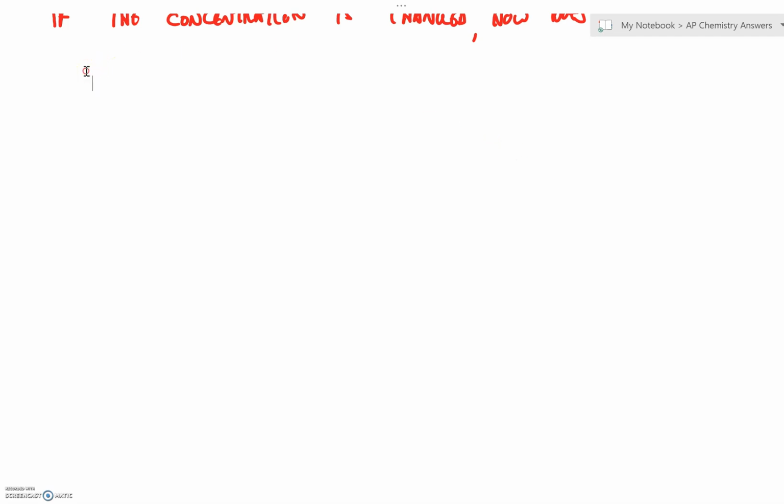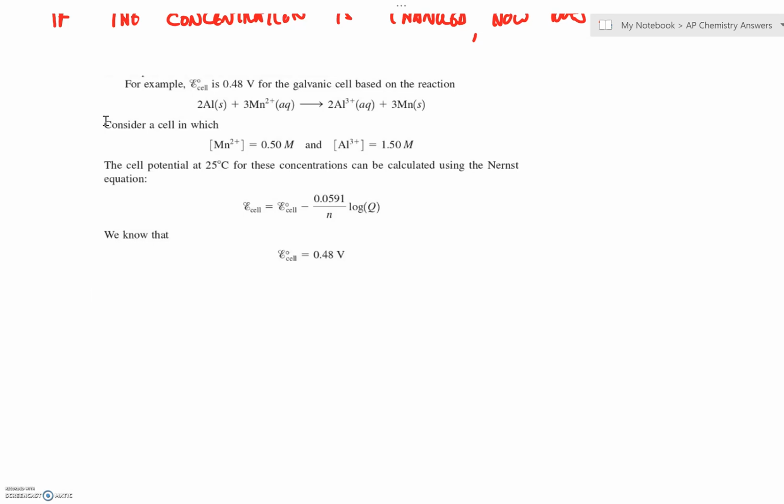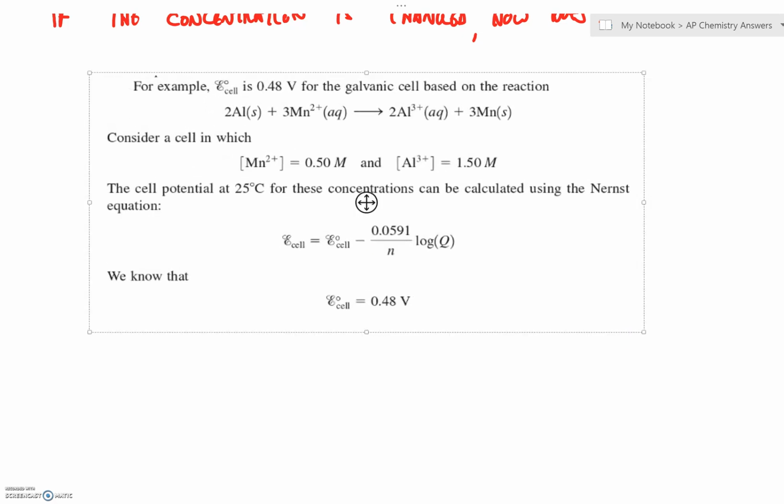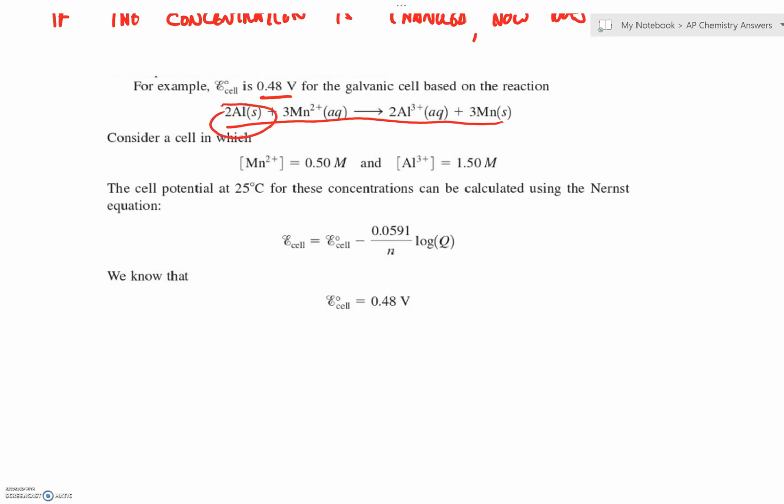Let's try one. So here we have a simple reaction. Okay, let me make that a little bit bigger. Okay, we have a standard cell potential of 0.48 volts for this reaction. Okay, our aluminum is our anode. It is the source of electrons, and our magnesium is the cathode. It is where the electrons are going. We're not going to worry so much about the direction. What we are concerned with is the products and reactants.